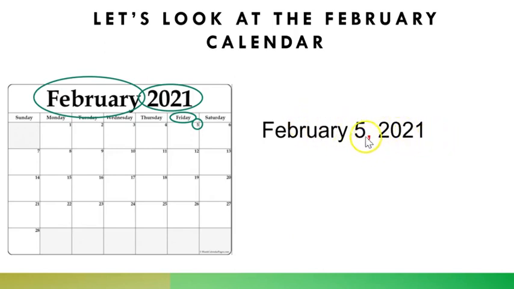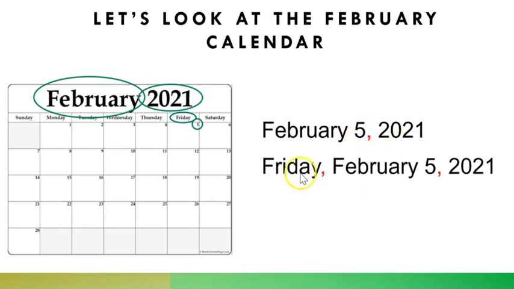I use a comma to separate the date from the year. And if I want to include Friday in there, the day of the week, I would say Friday, comma, February 5th, comma, 2021.